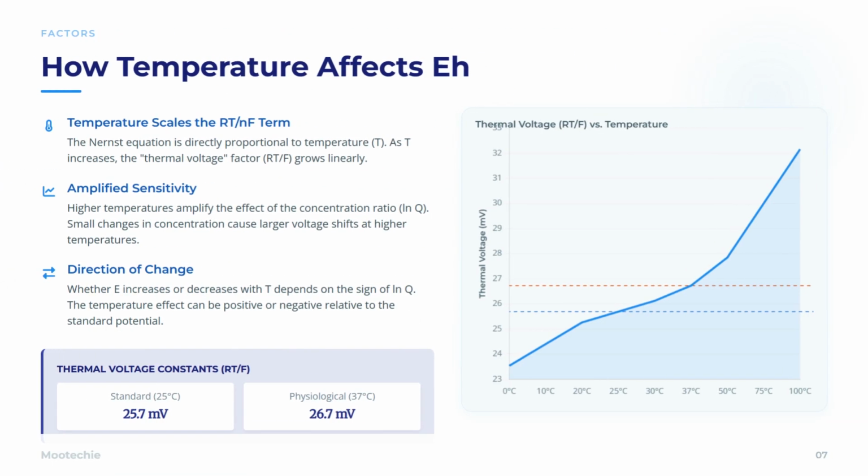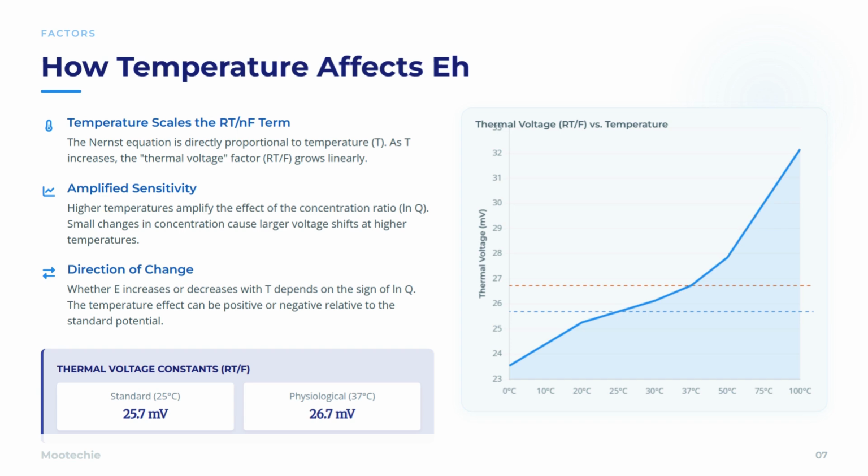This slide covers how temperature affects EH. The key point is that temperature scales the RT over NF term. The Nernst equation is directly proportional to temperature. As temperature increases, this thermal voltage factor, RT over F, grows linearly. This leads to amplified sensitivity. At higher temperatures, the effect of the concentration ratio is amplified, so small changes in concentration cause larger voltage shifts.